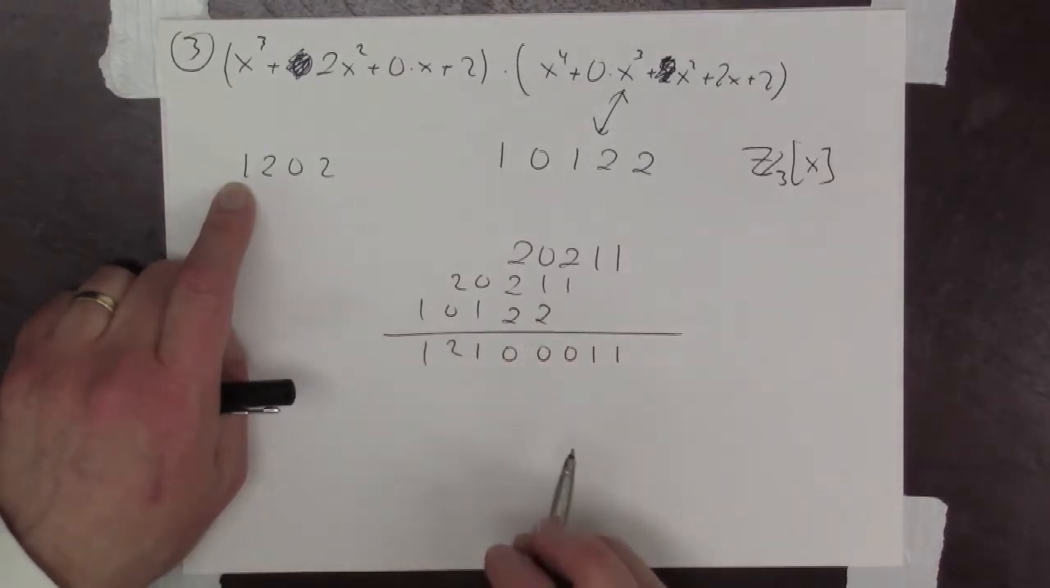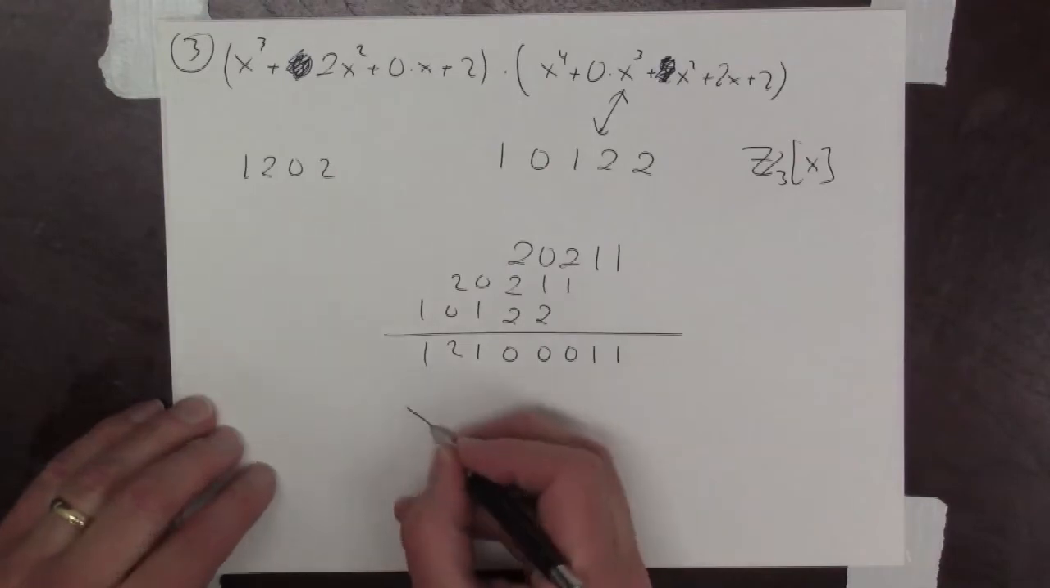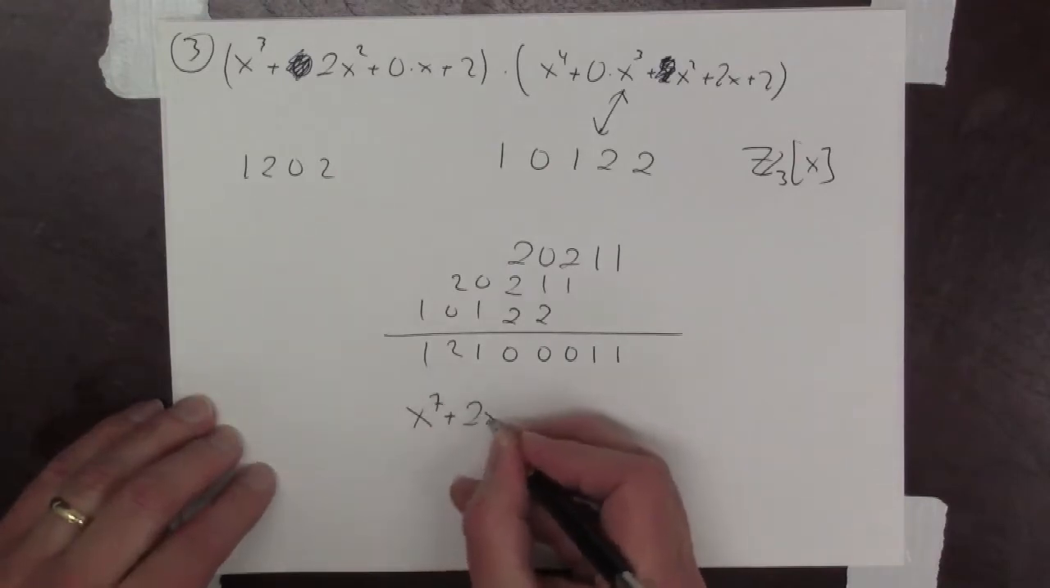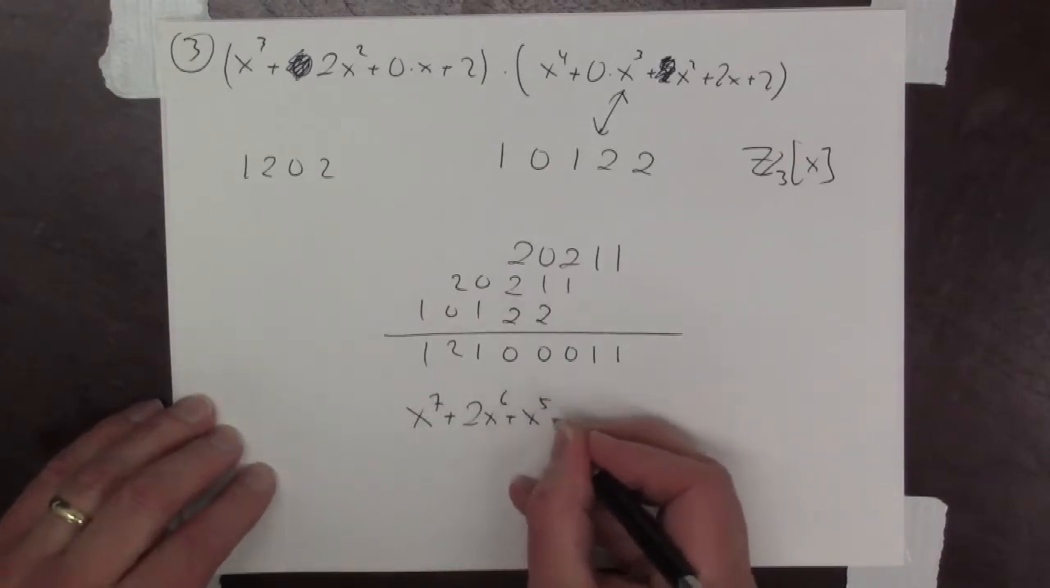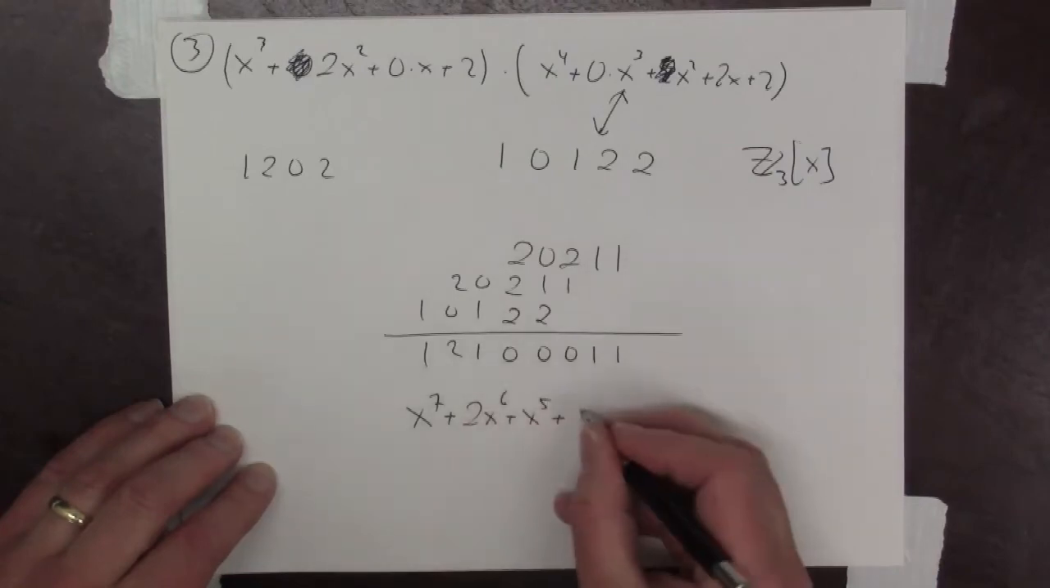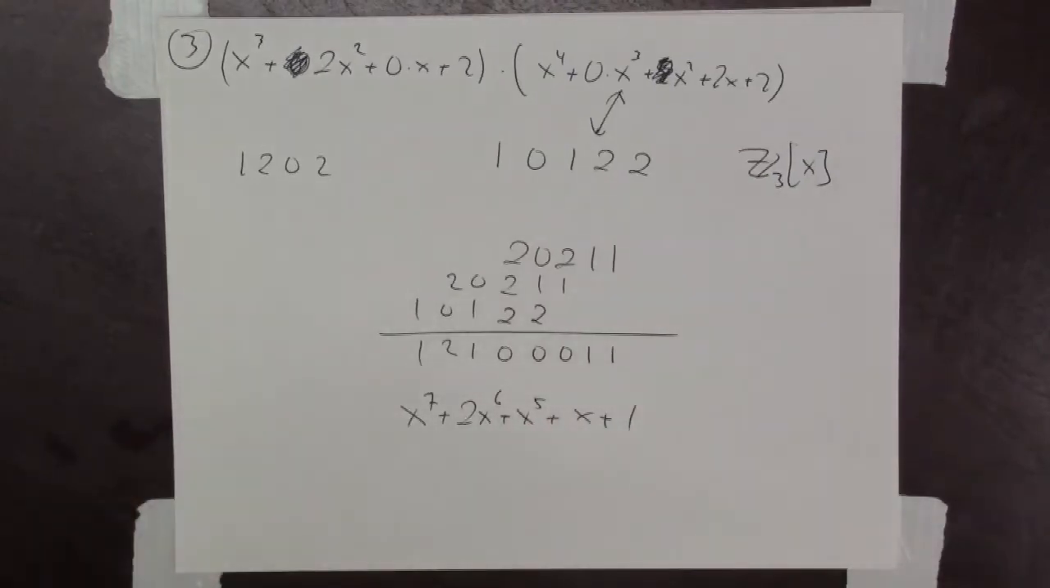So this is going to be what? x to the 7, 2x to the 6 plus x to the 5 plus 0, 0, 0 plus x plus 1. Now let's go on to the next one.